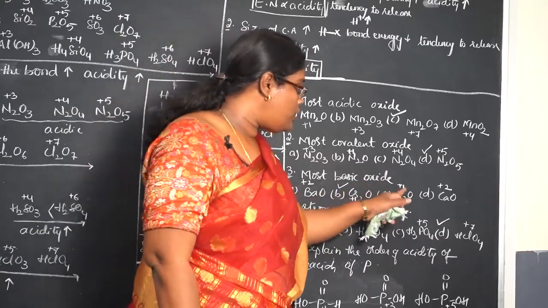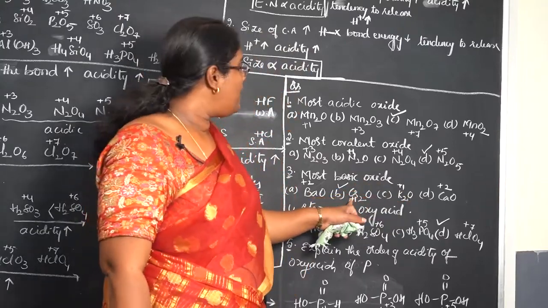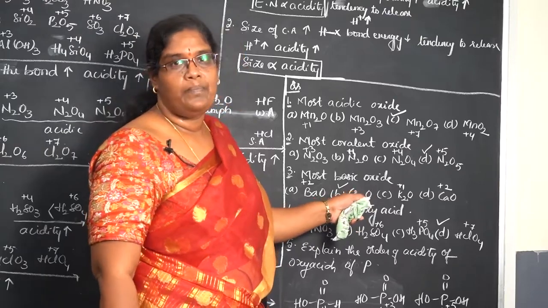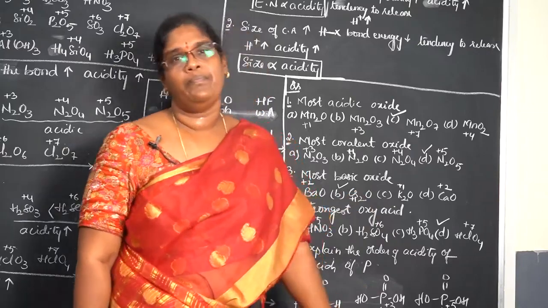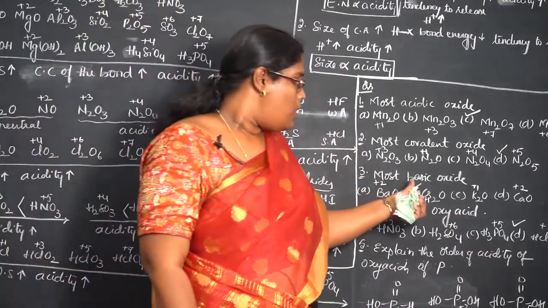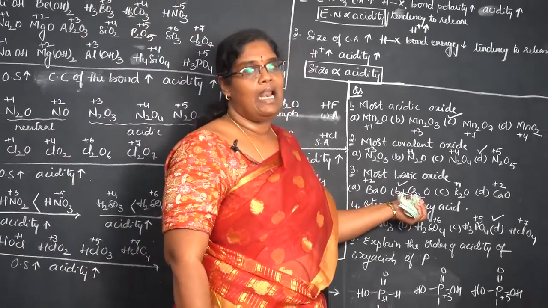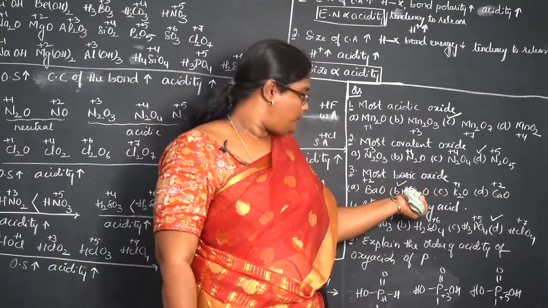But among these two, how to identify which is more basic? That depends upon the metallic character. Metallic character is more for cesium. In a group, metallic character always increases. So cesium is more metallic, therefore its oxide is more basic.